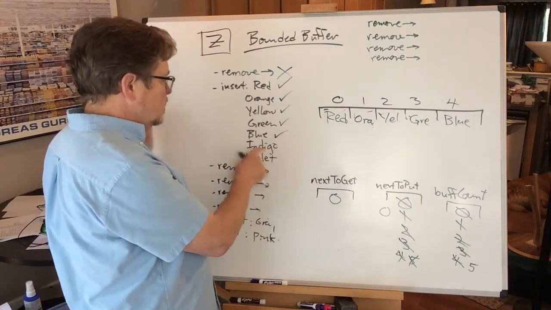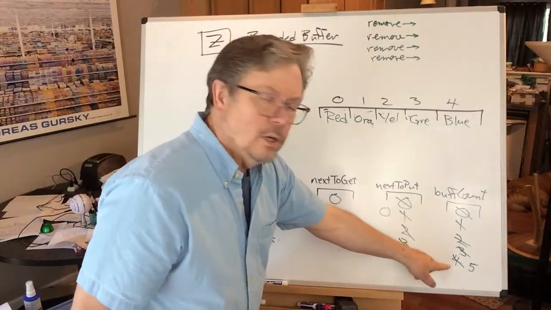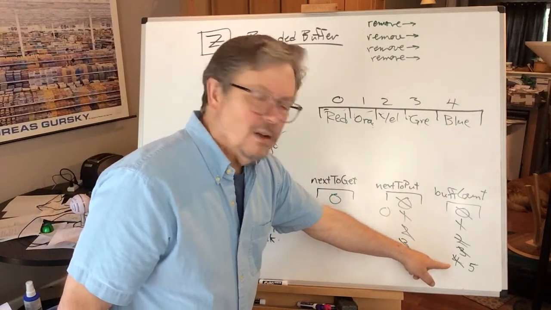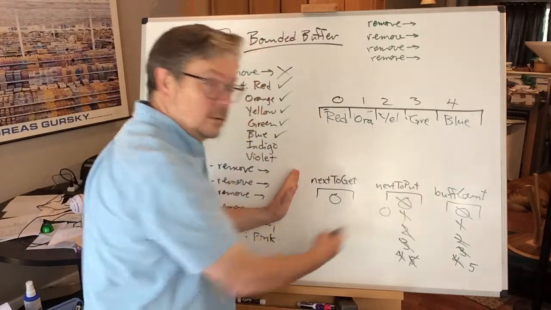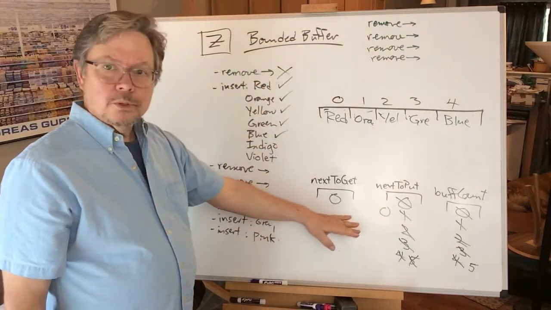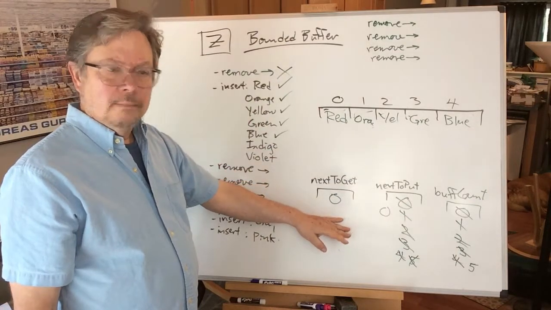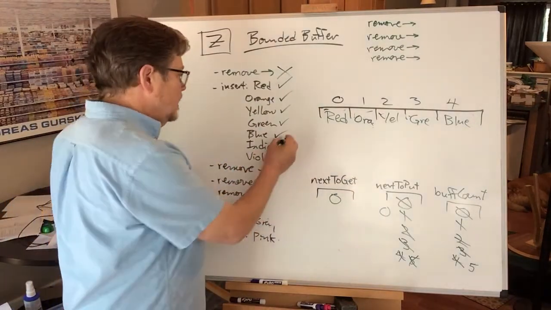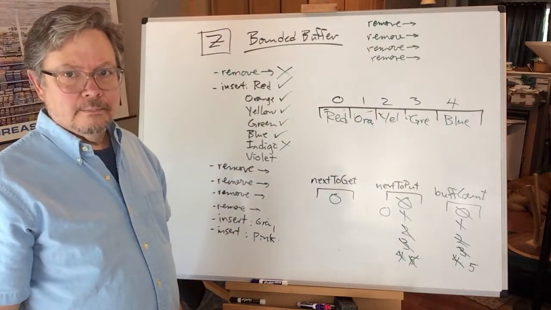Here comes indigo again. Let's give indigo another chance. Look, our first test is this. We can only put indigo in the buffer if buff count is less than 5. We don't even have to look at these two. It doesn't matter that those two are equal. They were equal when the buffer was empty. That doesn't tell us anything. Indigo can't go in there because the buffer's full, and the buffer's full because buff count has made it all the way up to 5.